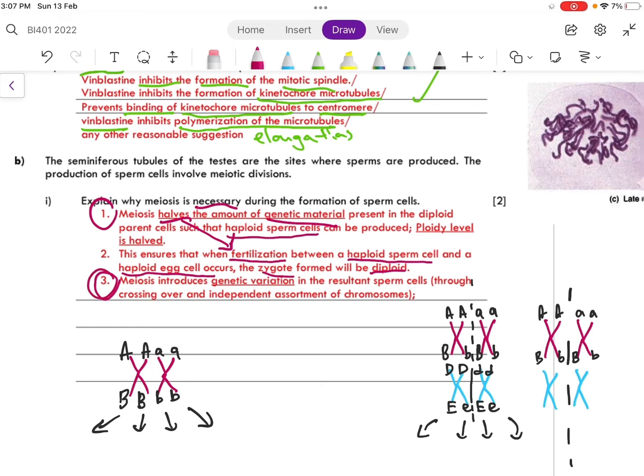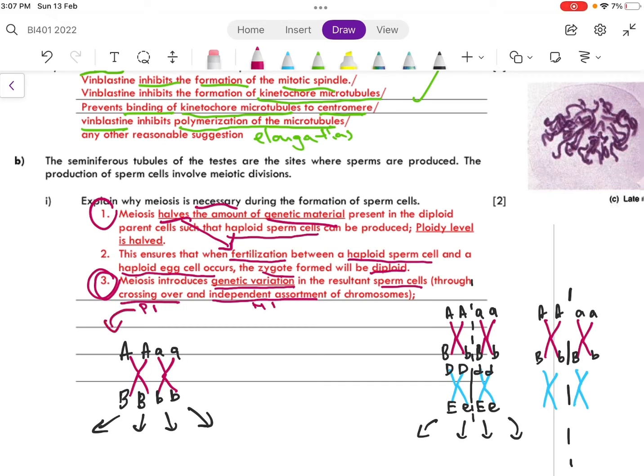The second point, meiosis introduces genetic variation in the resultant sperms, so that no two sperm are the same, right? And this is really important. Genetic variation occurs through two processes. One is crossing over, which happens during prophase 1. Another is independent assortment of chromosomes, which occurs at metaphase 1. I'd like to elaborate on the two right now.